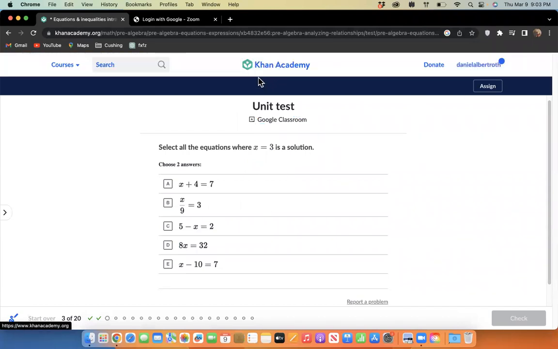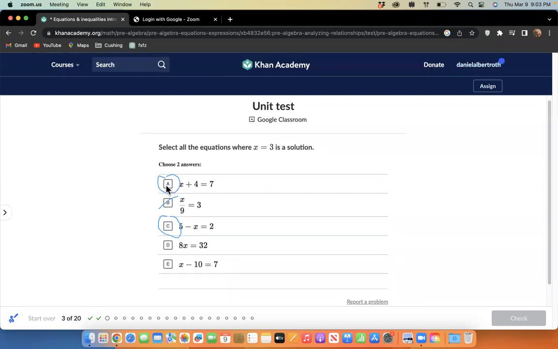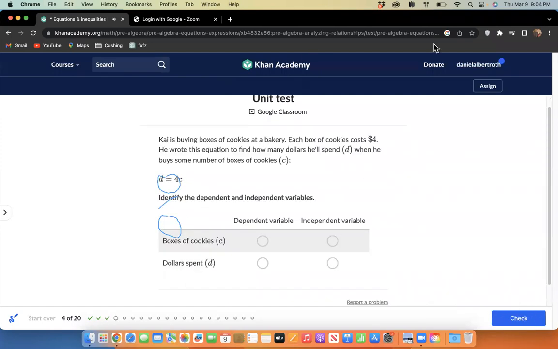All right, this says select all the equations where x equals 3 is a solution. The first one, x plus 4 equals 7. If we put 3 in for x, we get 3 plus 4 equals 7, which is correct. So I'll say A. I'll preemptively circle that one. X over 9 equals 3. If you put in 3, that'd be 3 over 9, which is 1/3. That does not equal 3, so not that one. 5 minus x equals 2. If x were 3, that would work. 5 minus 3 equals 2. So I'll circle that one. And choose two answers, so I can just select these two and assume that the others are incorrect. Yeah. All right.